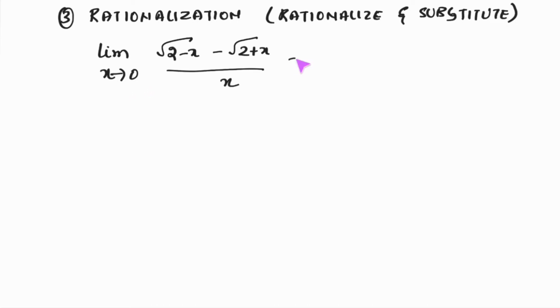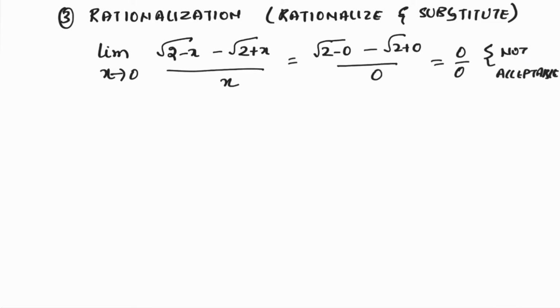But in the first step itself, we can't substitute because if you substitute, it's going to become 0 by 0. So it will become root 2 minus 0 minus root 2 plus 0, by 0. So the denominator is going to be 0. This is going to become 0 by 0, which is not acceptable. So now we are going to simplify by rationalizing it. How are we going to rationalize? We are going to take the numerator here and multiply and divide both the numerator and denominator by this particular expression.